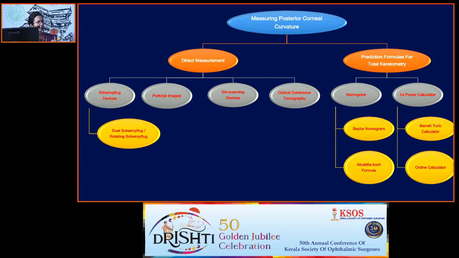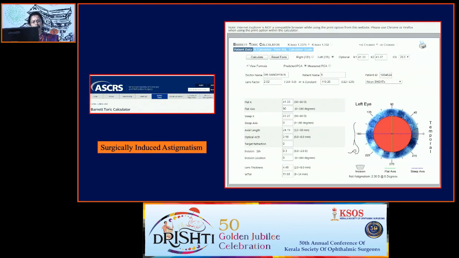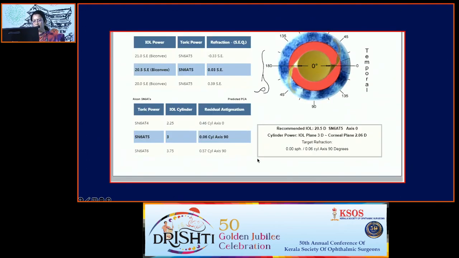Some of the newer optical biometers, like the IOL Master 700, can measure the posterior cornea also. Coming to IOL power calculation, the most widely used formula is the Barrett Toric calculator. It is available free online on the ASCRS and APACRS websites. You have to enter the K readings, the axis of the K, the incision location and the surgically induced astigmatism. Then it will give you the IOL power that is needed, the axis of alignment of the IOL, and also the residual refraction if you place this IOL in the eye.